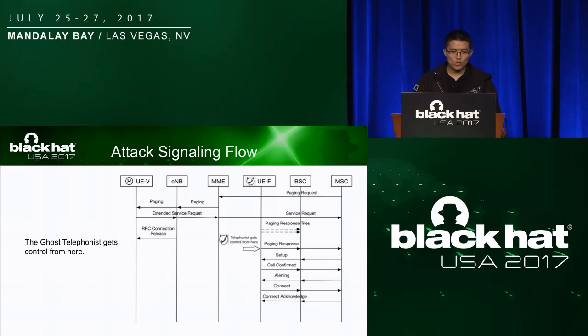In this figure, UE-V represents the victim. UE-F represents the attacker. Then there is an incoming call for the victim. The MSC in the 2G network will request the MME in the 4G network to transmit a paging request. When the victim receives the paging request, it will send to the eNB an extended service request to ask for a CS fallback to accept the incoming call in 2G.